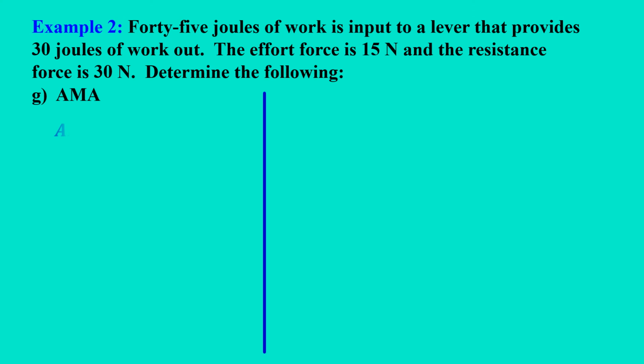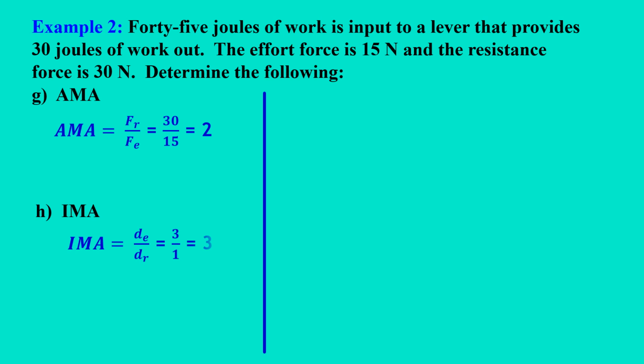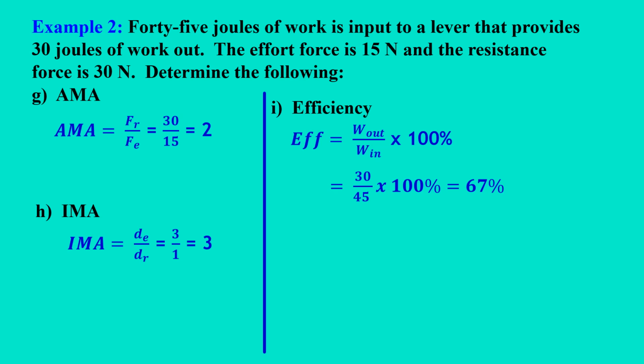AMA. The actual mechanical advantage equals F sub R over F sub E equals 30 over 15 equals 2. Letter H, the ideal mechanical advantage is D sub E over D sub R, which is 3 over 1, equal to 3. Efficiency is work out over work in times 100%, which is 67%. Or the other formula is efficiency equals AMA over IMA times 100%, which is 67%.